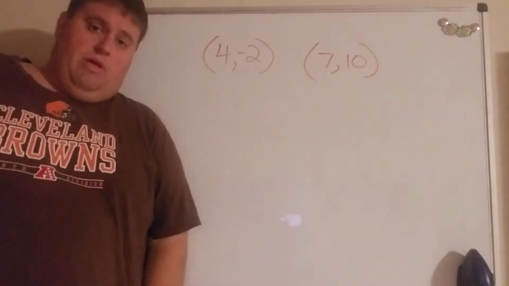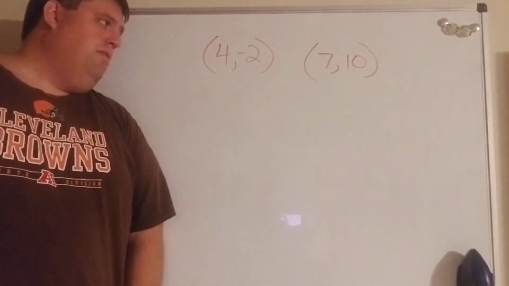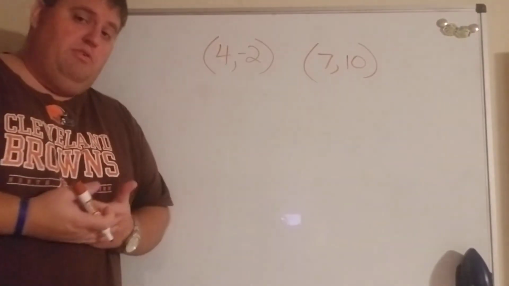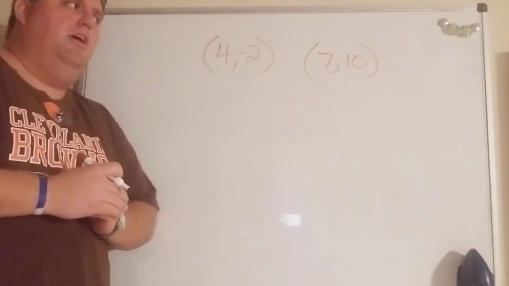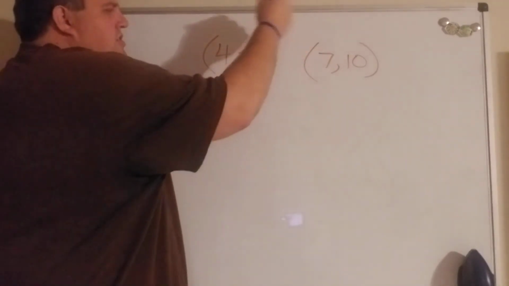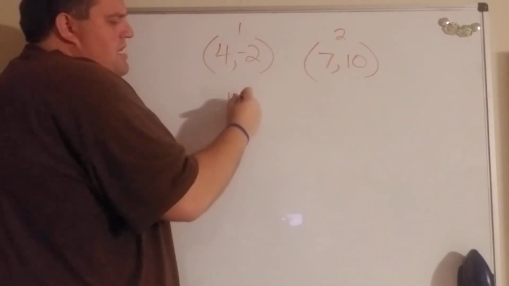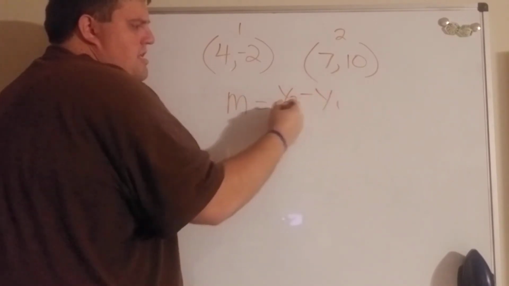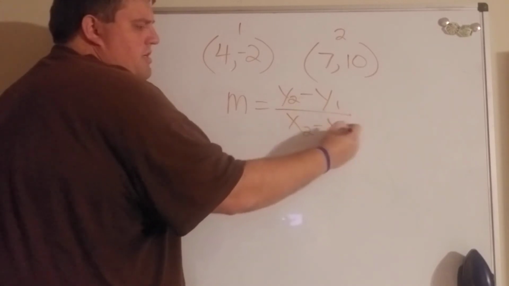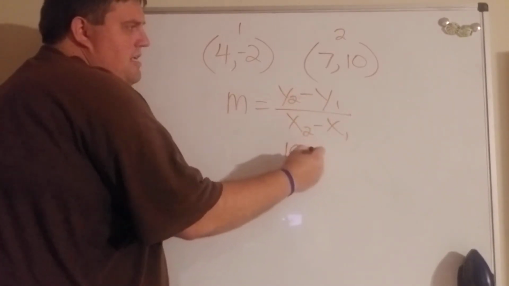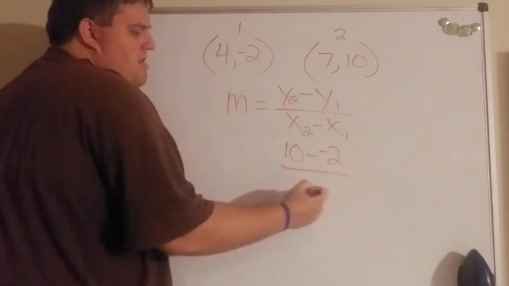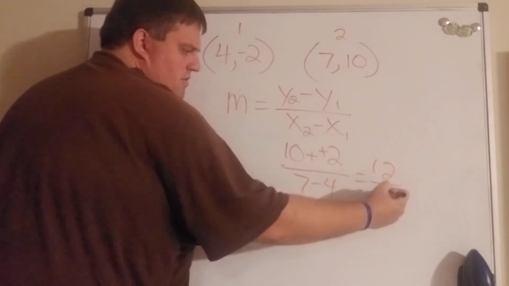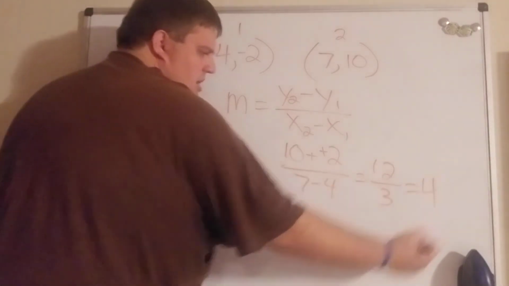All right, so if we want to write an equation in point slope form from these 2 points, the first thing we're going to have to do is find the slope. If you don't have slope, we're going to have to find it. So use our slope formula, y2 minus y1 over x2 minus x1. And that's going to be 10 minus negative 2 over 7 minus 4, which is going to give me 12 over 3, which is a slope of 4.